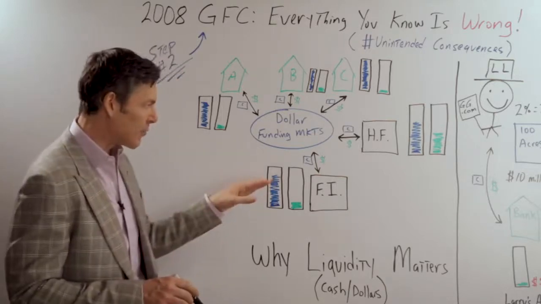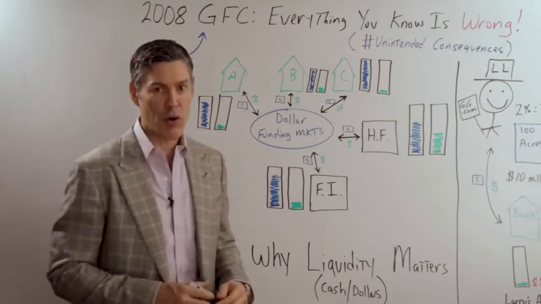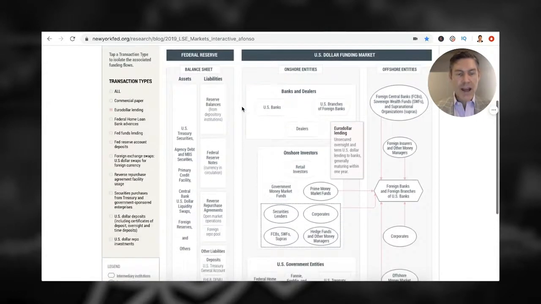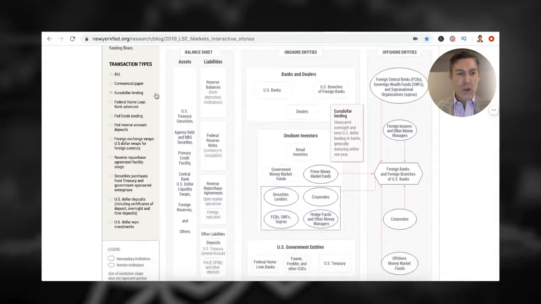To understand this plumbing, let's go right to the New York Fed's website. Okay, this is a diagram from the New York Fed's website, and I would strongly suggest going on here and checking this out when you've got some time. This is actually really awesome. Mapping U.S. dollar funding flows. And on the left-hand side, you can choose what directional arrows you want to see. Let's start with the Eurodollar lending.